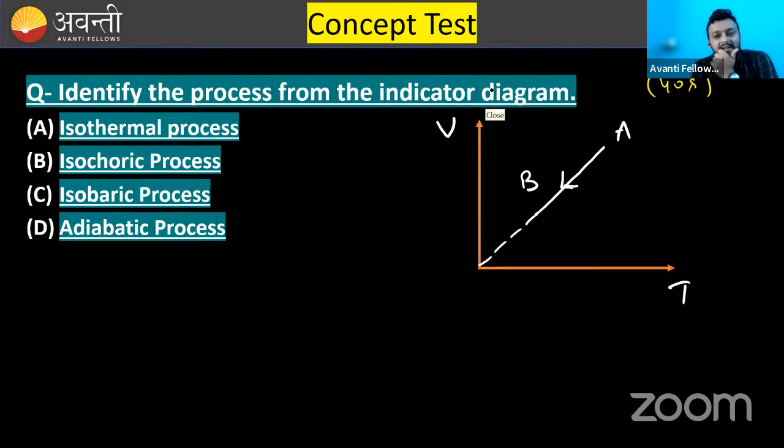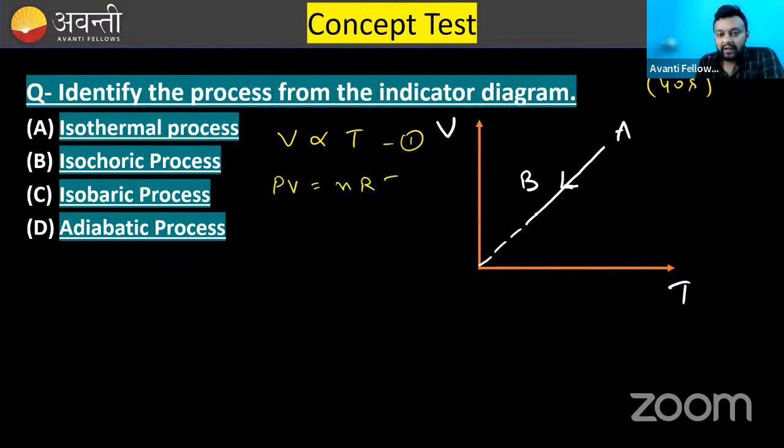Okay, so the question. If you see, the graph is between volume and temperature. The process is AB, and they have shown a dotted line there, which shows that if you continue the process, it will start from the origin. So this is a y equals mx line. In this situation, you will conclude that volume is proportional to temperature for this process, from the indicator diagram.